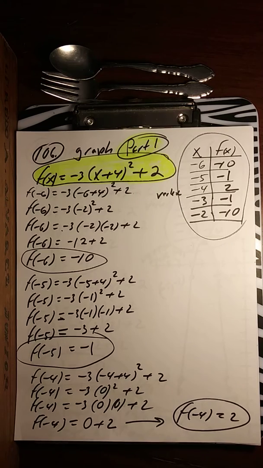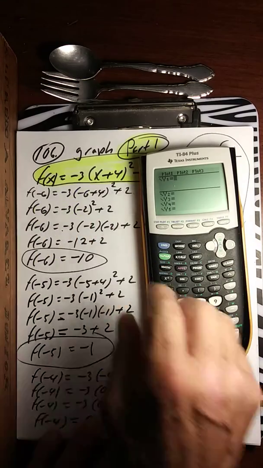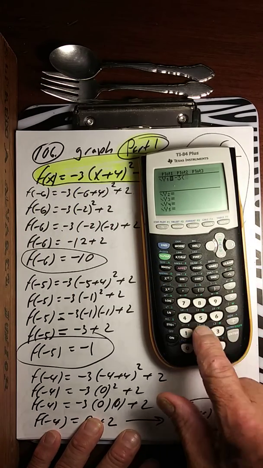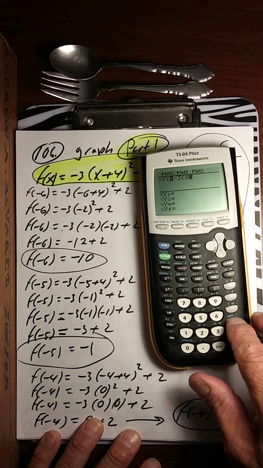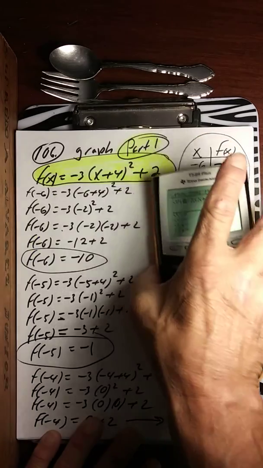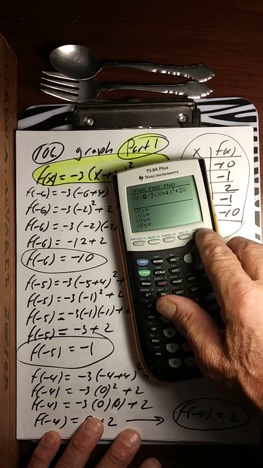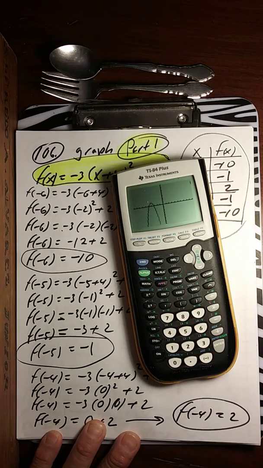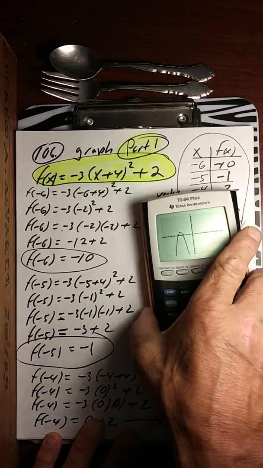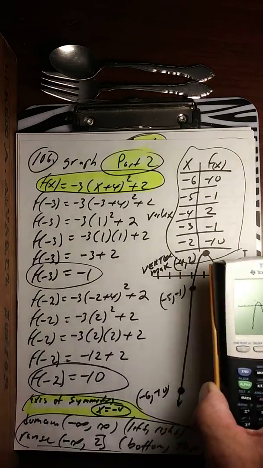More complicated graph. Okay, so let's do this one here. Negative 3 parentheses x plus 4 squared, okay, plus 2. And then we'll hit graph. Alright, so it goes left, upside down, some points for it. So let's go next page, part 2.